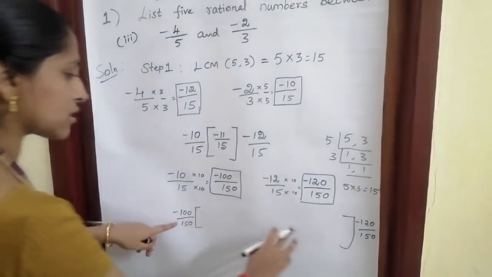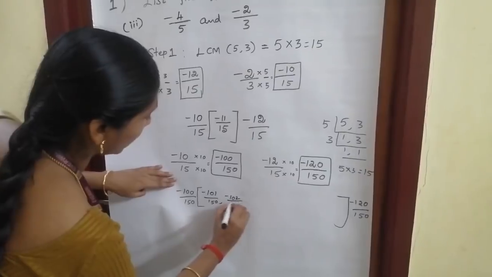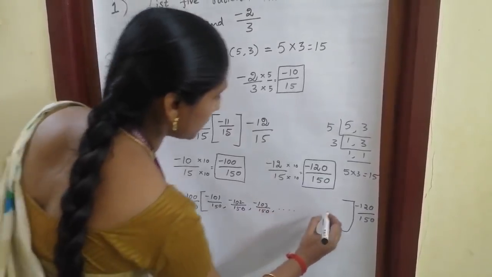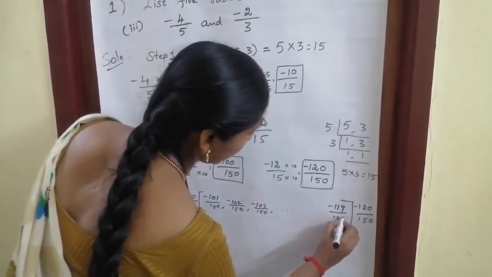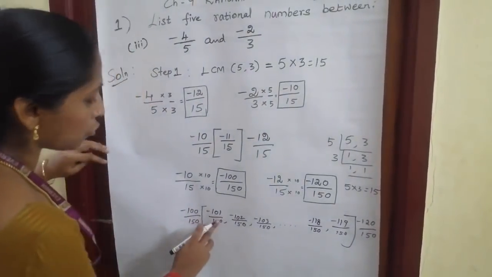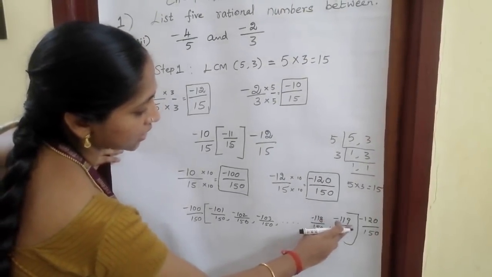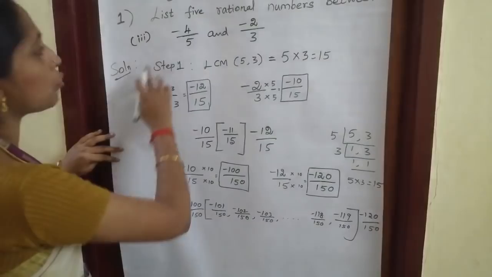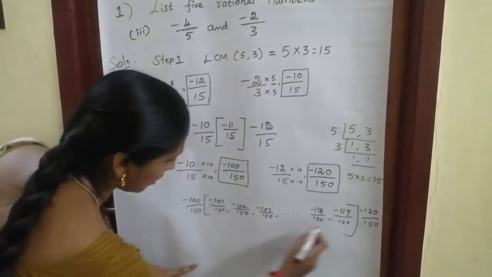So, how many rational numbers are there? Minus 101 by 150, minus 102 by 150, minus 103 by 150. It is going up to minus 120, so minus 119 by 150, minus 118 by 150. So, from minus 101 by 150 till minus 119 by 150, 19 numbers are there, but we need only 5 rational numbers. You can take any 5 rational numbers from this list.